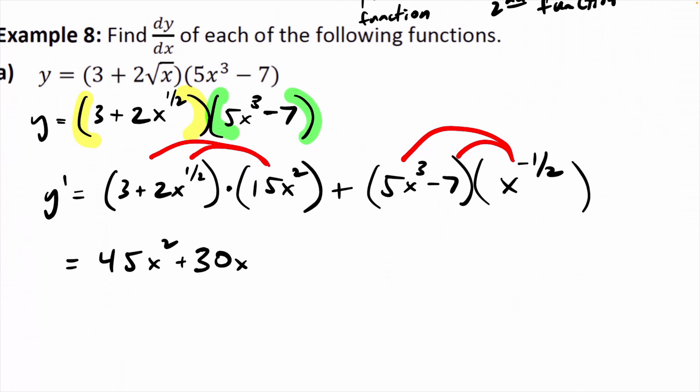How do I multiply powers? If I have x to the 1/2 times x, you add the powers, right? So what is 2 plus 1/2? 5/2, or 2.5. So I get 5x over here. What's 3 plus negative 1/2?